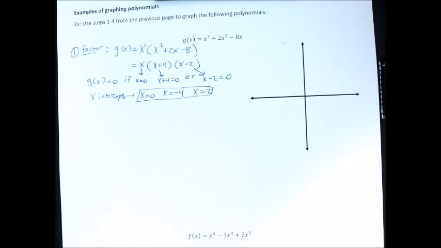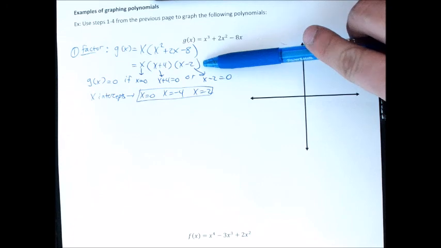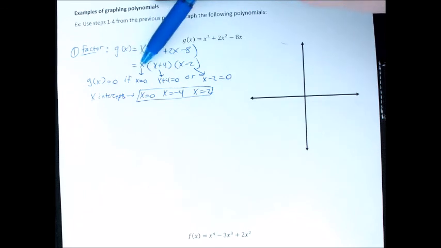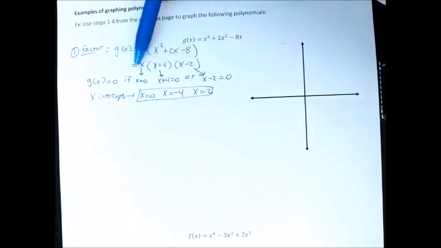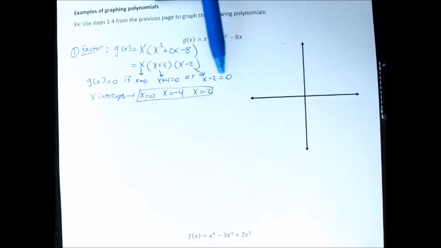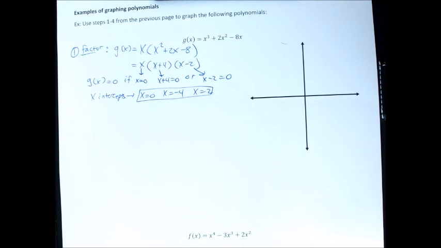So the way I like to think about it is, if we want this to be 0, we want x times x plus 4 times x minus 2 to be 0. The only way we can multiply three things together and get 0 is if one of those things is 0. Either x has to be 0, and that cancels out the other ones, making them 0. If x plus 4 is 0, it cancels the other two out. And if x minus 2 is 0, it cancels the others out. So if any one of those individually is 0, it multiplies the others and makes them all 0. That's why we take them separately and see when each piece is going to be 0. And we get 3 answers out of that.